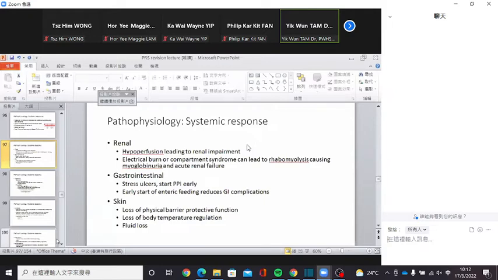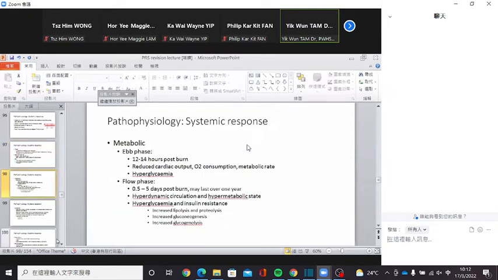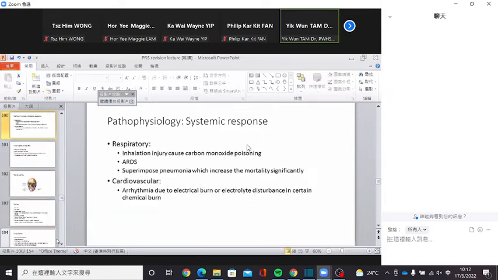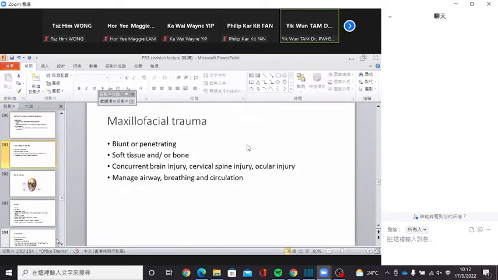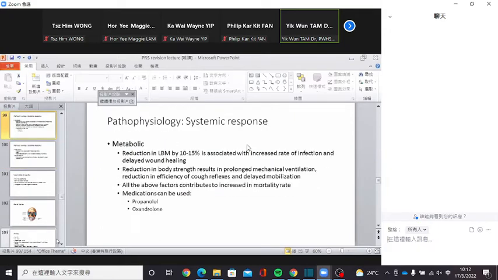So systemic response, I think I will probably skip this part. Yes, so for burn, this part, any questions? If not, then we'll move on to the next topic.